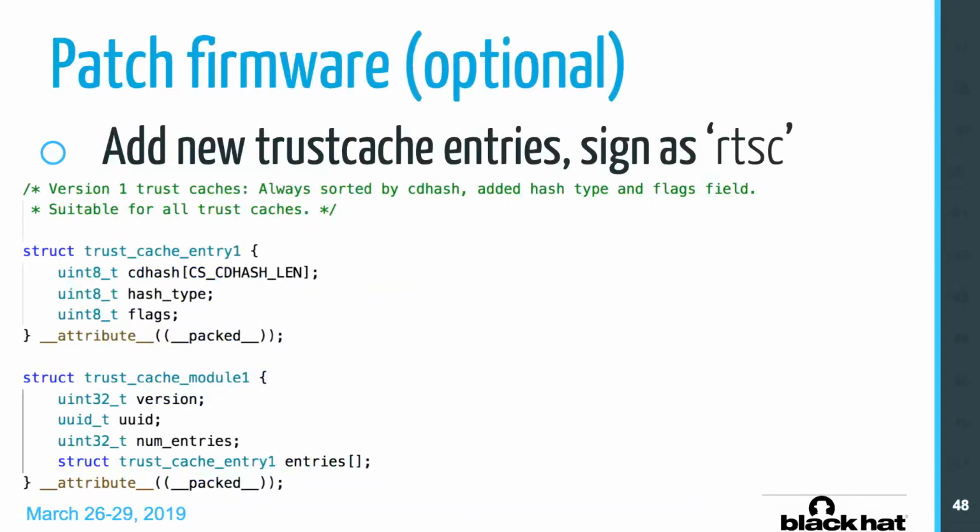Firmware or the trust cache. It's optional, just, I would say, a nice way to disable the code sign. Apple changed a little bit the format of trust cache entries. Now they introduced trust cache entry version 1. The only difference is that it now has the hash type and some flags. So the idea is we just need to add the new trust cache entry and make sure we change the number of entries in the trust cache module. And we're good to go.